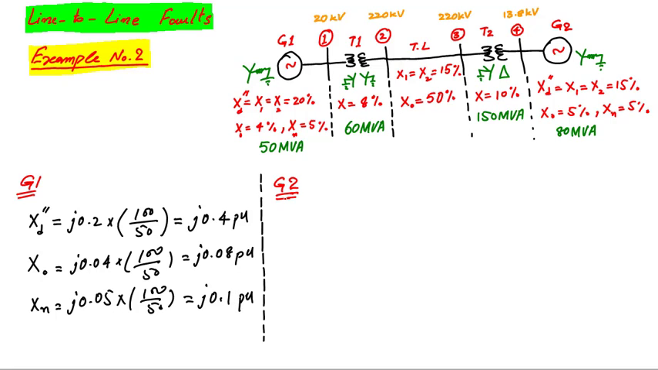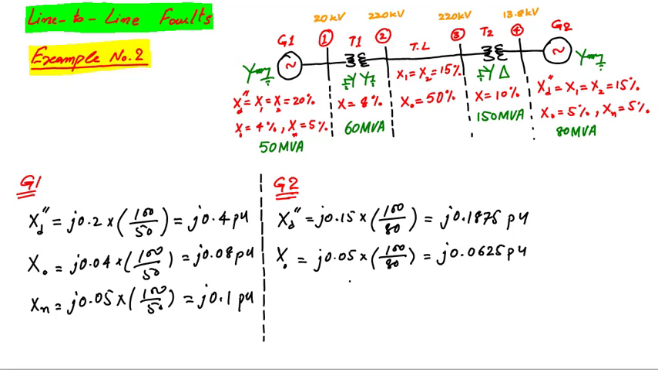For generator 2, the sub-transient reactance, that was equal to 15% multiplied by the new MVA base divided by the old base, that was the 80 MVA, and the result is j0.1875 per unit. Similarly, zero sequence reactance on the new base value is equal to j0.0625 per unit, and the grounding reactance will also be equal to the same value.